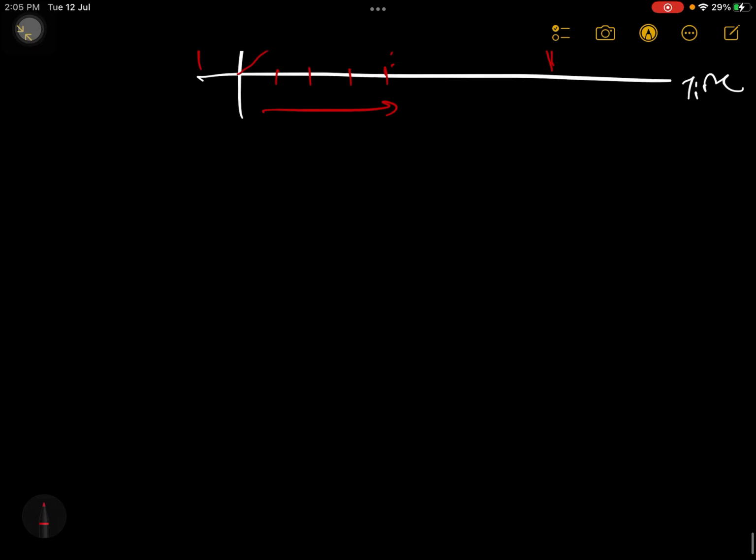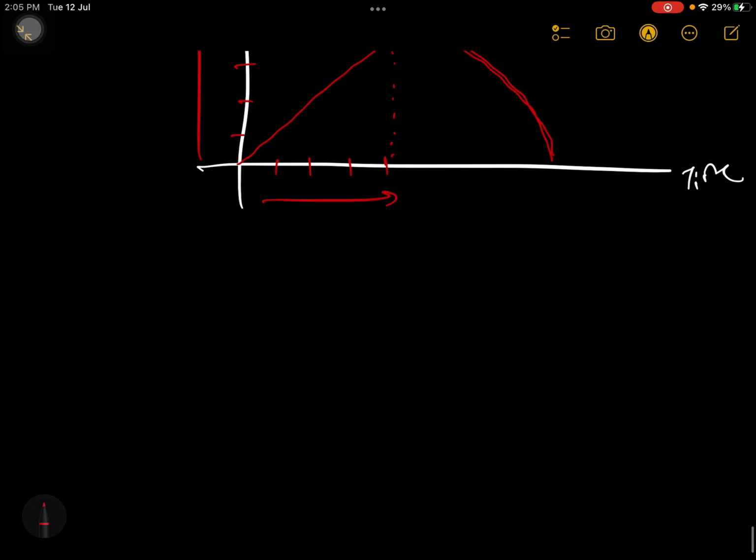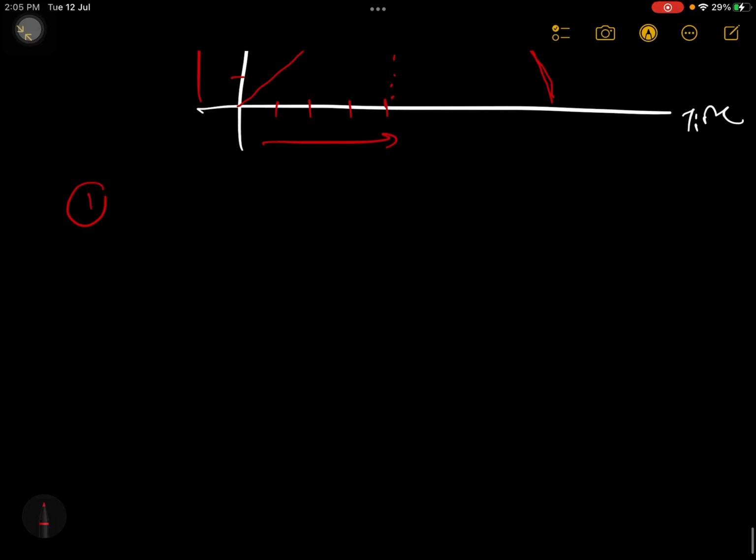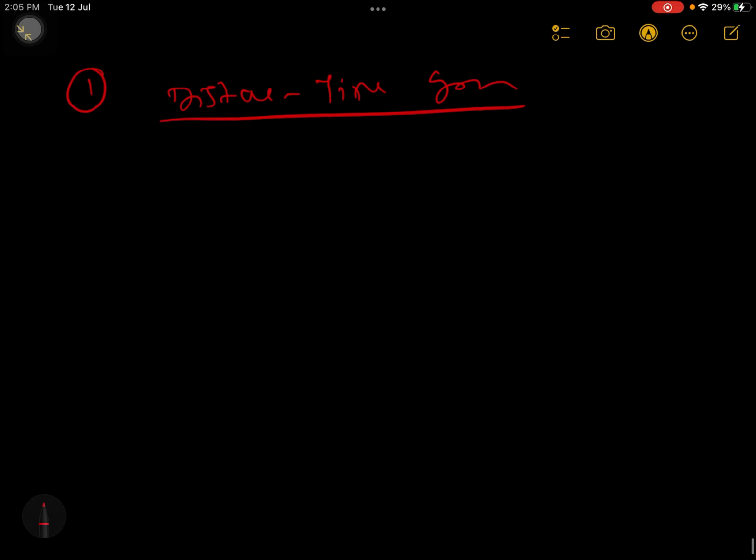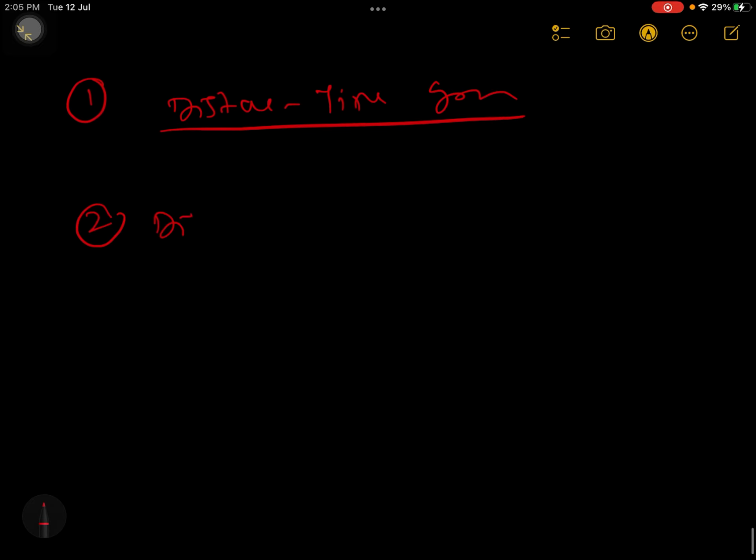Okay, now see, this is over. Now the next part. We have done our distance time graph and some important questions. Now we have done the displacement time graph. Now, after these two topics you have to revise your notebook.